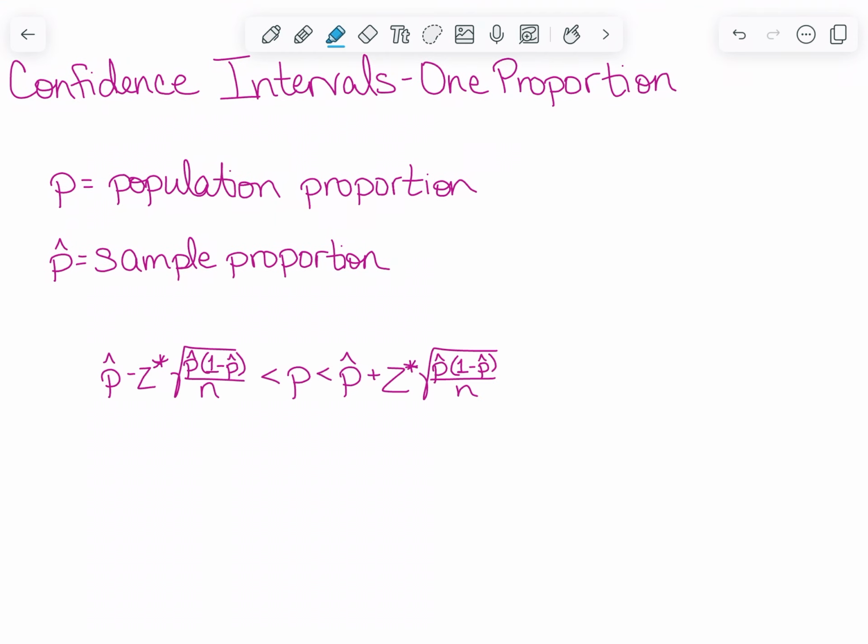For confidence intervals, my formula is P hat minus Z star times the square root of P hat times 1 minus P hat over N, is less than P, is less than P hat plus Z star times the square root of P hat times 1 minus P hat over N. And this Z star times this square root, that's the same on the right and the left, this is my margin of error.